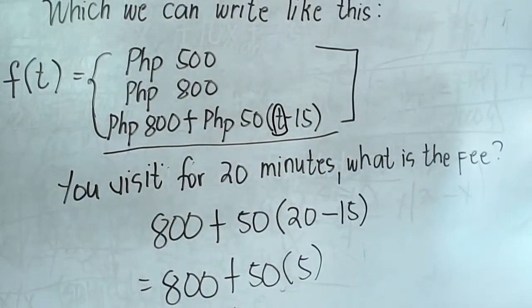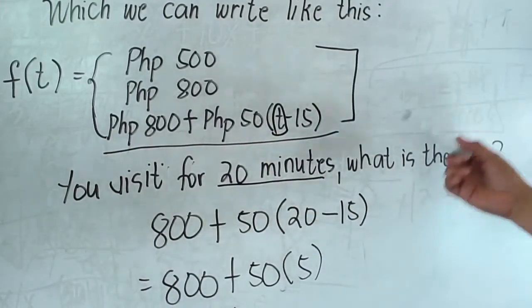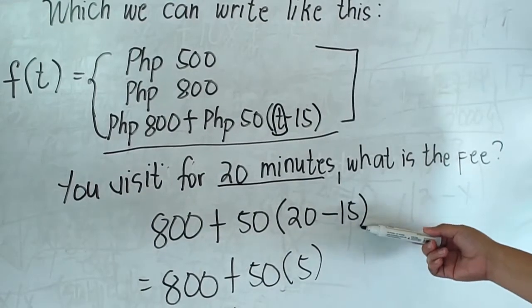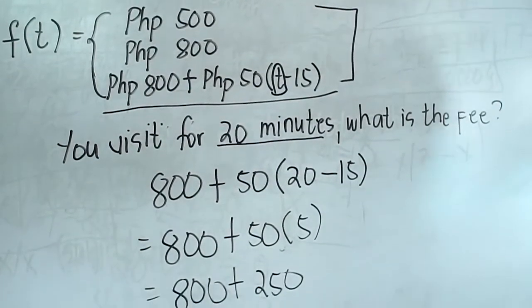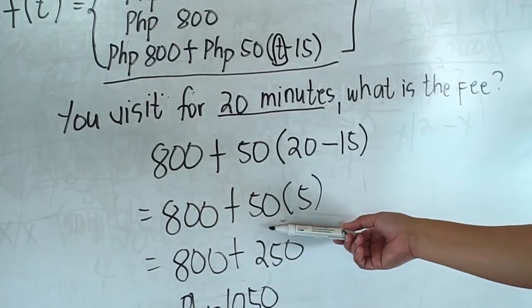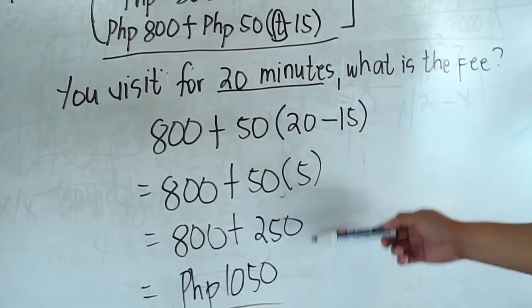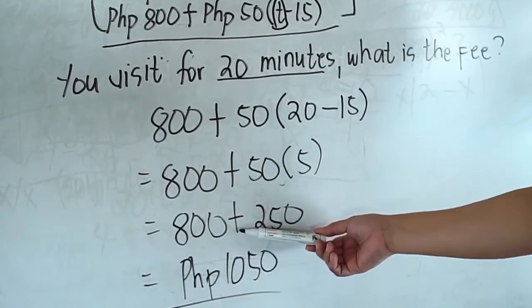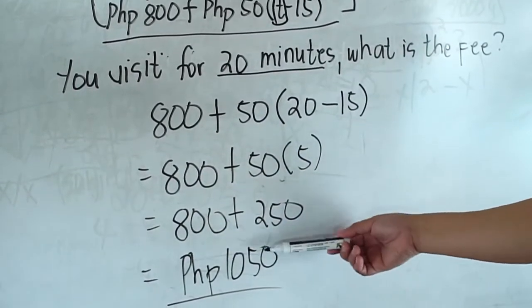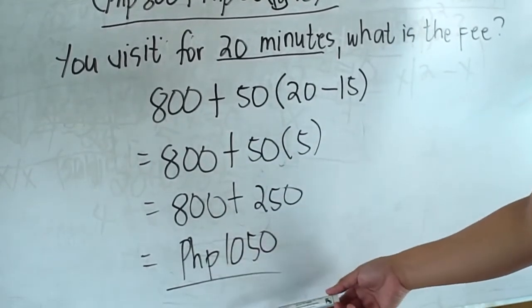The time is 20 minutes. So 20 minus 15, and then simplify. 800 plus 50 times 20 minus 15, which is 5. So 800 plus 50 times 5, which is 250. Our final answer is 1050.